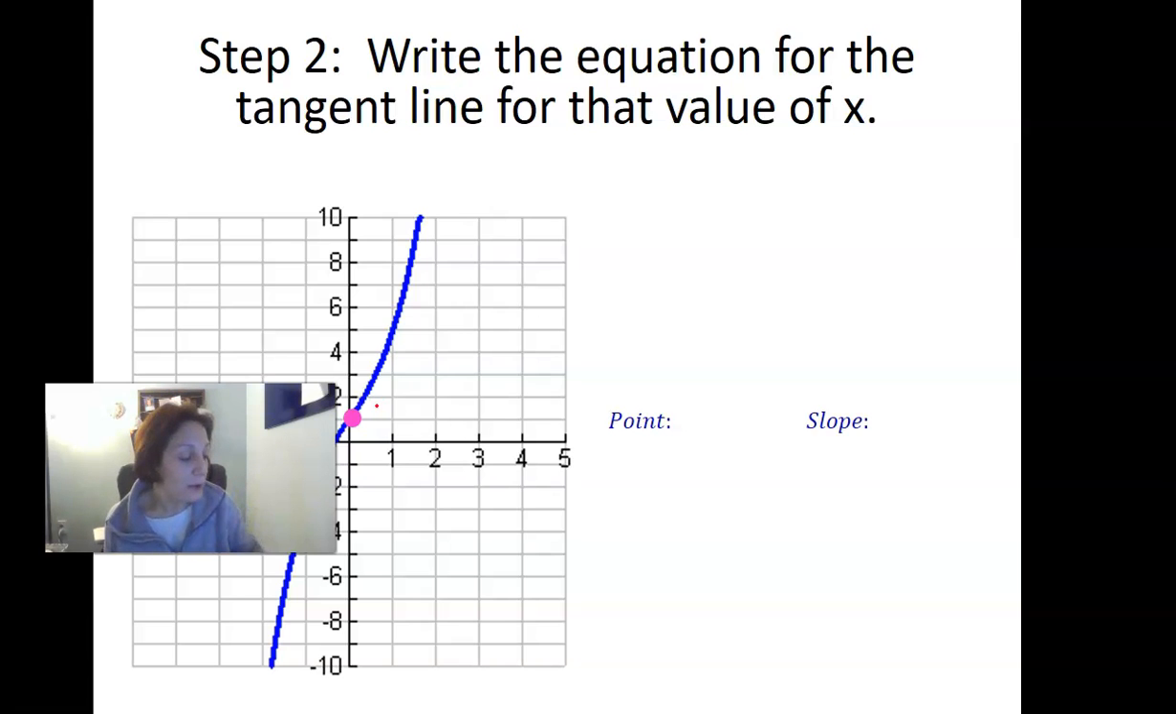Now, in order to write the equation for a tangent line, I need 2 pieces of information. The same 2 pieces of information that I needed in Algebra 2 and Algebra 1 when I was writing equations for lines. I need a point and I need a slope. Now, in calculus, we know where we're going to get our point.